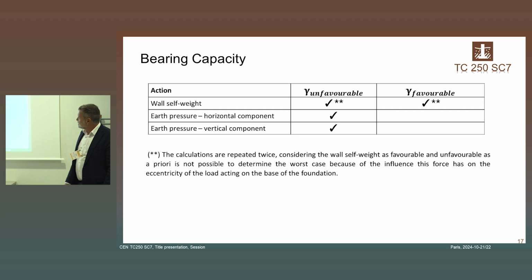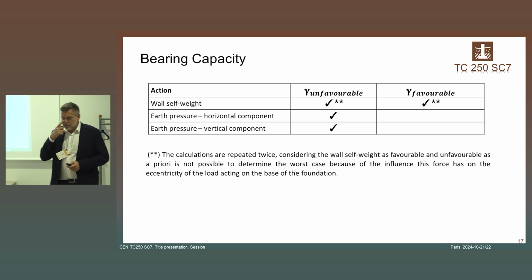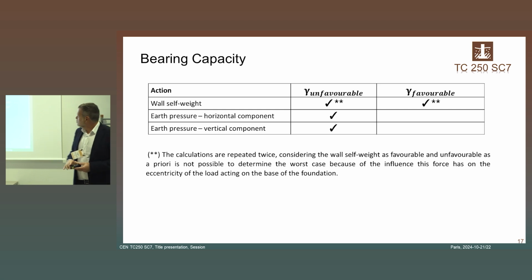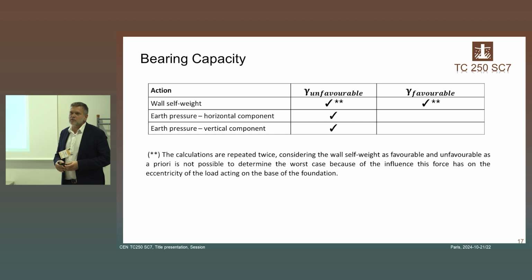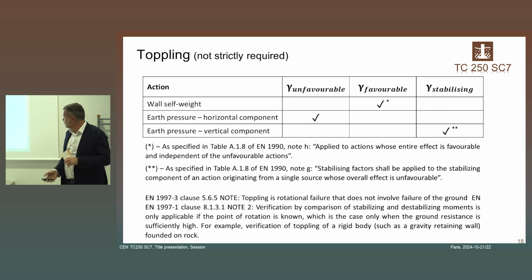This is for bearing capacity, where we can have the doubt that the weight of the wall is favorable or unfavorable. If this is the doubt, we have to run the calculation twice and take the worst condition. And this is for toppling. As I said before, toppling in reality is a real problem only when we have a rigid base, but for completeness of calculation, it is evaluated also here, because the calculation would be the same for a rigid base.